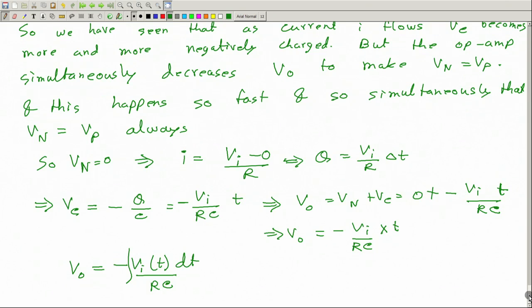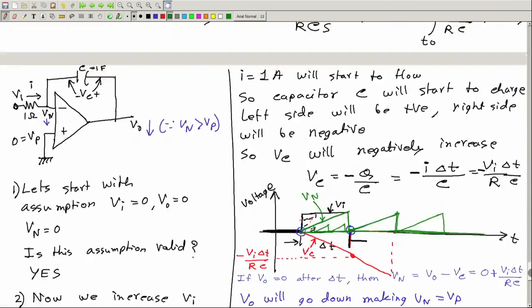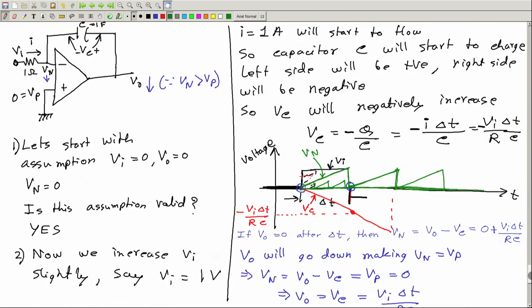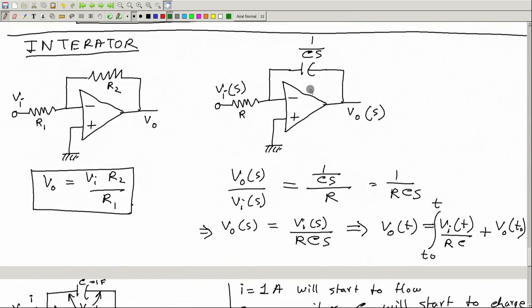So I request you to think about it. Then it will be very funny and very interesting. Okay, and if you have questions, you can ask. What else? And this is a quick and dirty shortcut that one can remember why this circuit acts like an integrator. Just use the Laplace domain formulas.